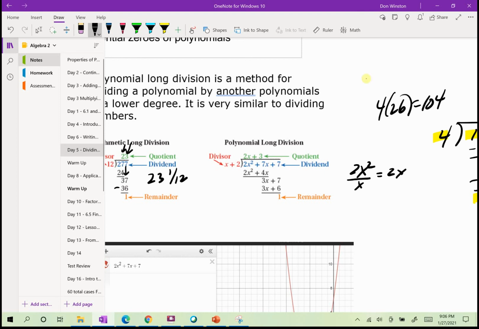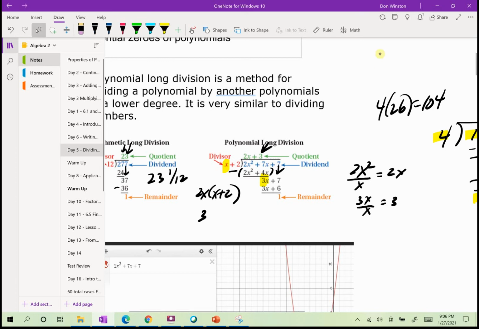And then we would take 2x and multiply that by x plus 2. And that would give me 2x squared plus 4x. And we'd put that there. And then we would subtract. Then 7x minus 4x gives me 3x, and we bring down our 7. Again, we're looking at just the leading term, so I would take 3x and divide it by x. That would give me 3, and so we would write plus 3 up there.